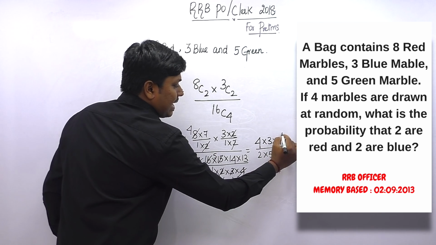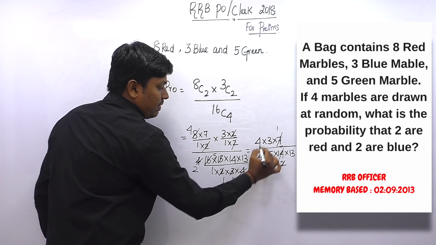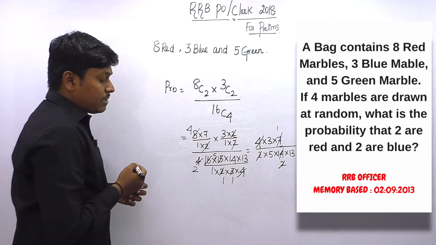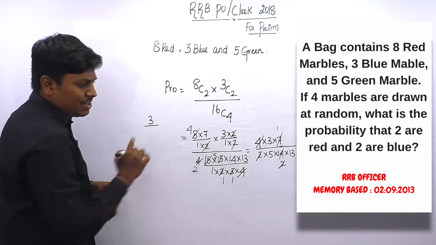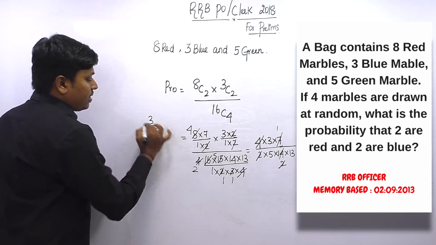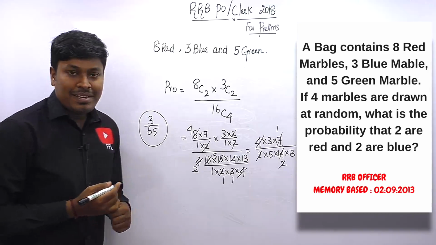Now I think we can cancel this. 1 7s are 7, 7 2s are 14, right? So 2 2s are 4, we can cancel 4 directly here. Finally in the numerator we have 3, and in the denominator we have 13 into 5, which is 65. So the answer for question number 1 is 3 divided by 65.